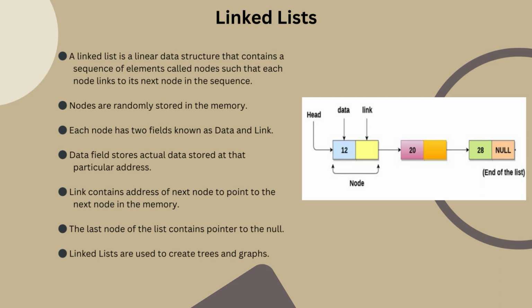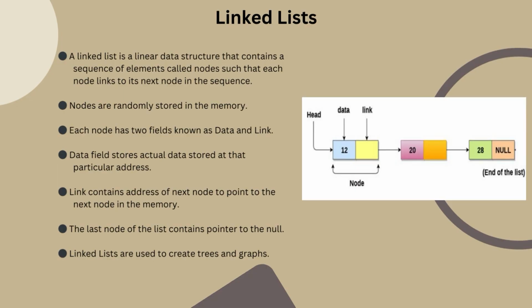The data part of each node stores the actual value of the data, whereas the link part of the node stores the address of the next node. Linked lists are used to create trees and graphs. For example, here we can see 3 nodes. Each node is storing 3 data values, 12, 20 and 29, at the data part of each node respectively. Head is pointing to the first node, the link part of each node is pointing to the next node, and the link part of the last node, which terminates the list, contains the null value.